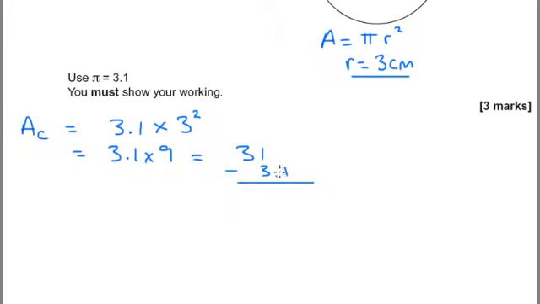Or you could just times by 9, loads of different ways. Doesn't really matter which way you do it, as long as you do it right. So that's going to give us a 9 there. It's going to give us 27.9. So the area of the circle is 27.9 centimetres squared.